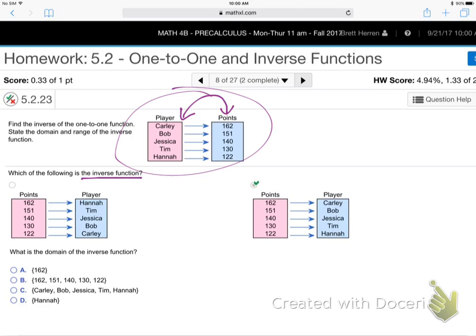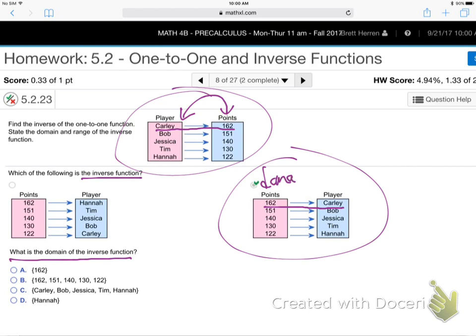So which one is that? Oh, I guess it's this one. They kind of look the same to me. Oh, they just mixed them up. Yeah, Carly goes with 162. 162 to Carly. So there it is. They just switched them. And what's the domain of the inverse function?